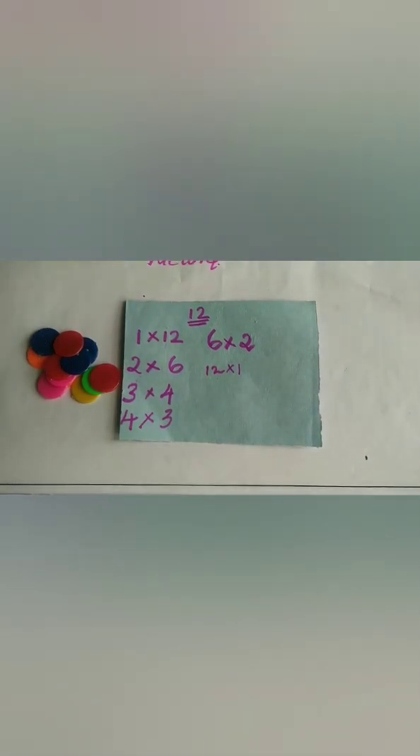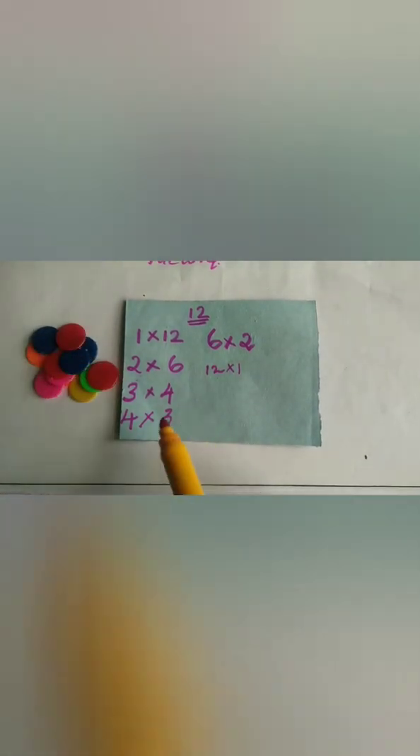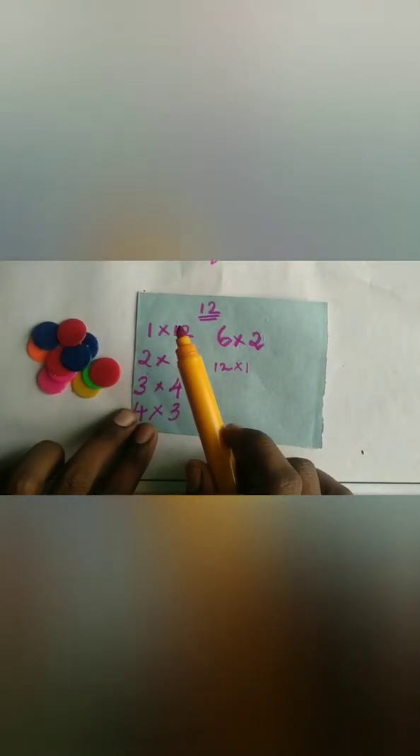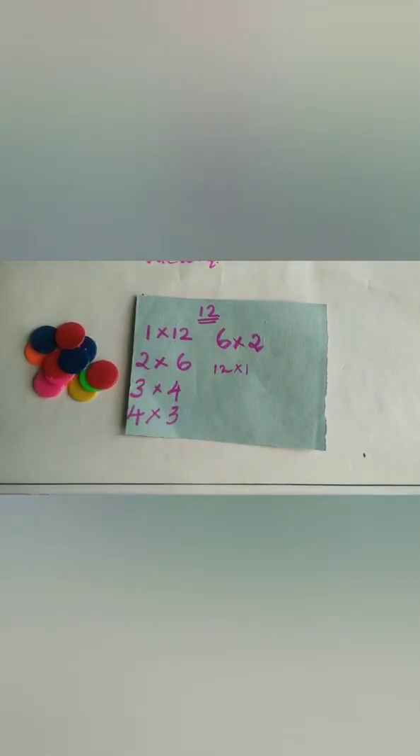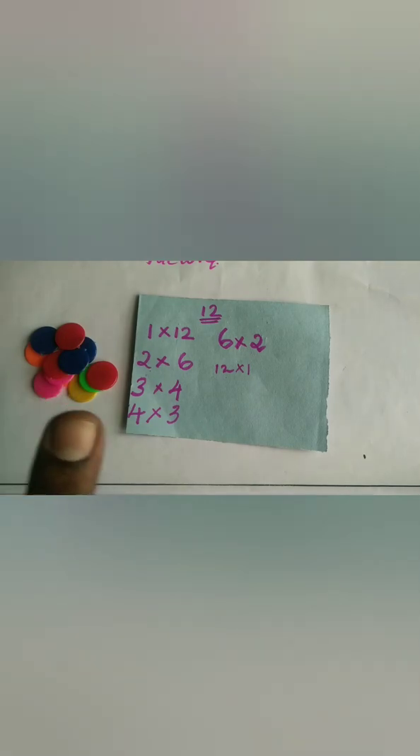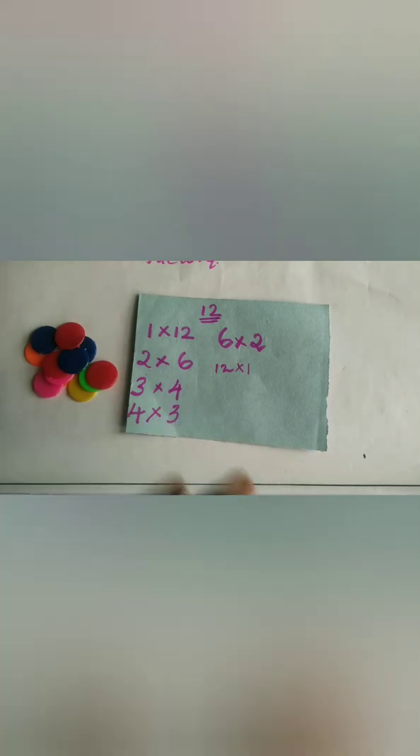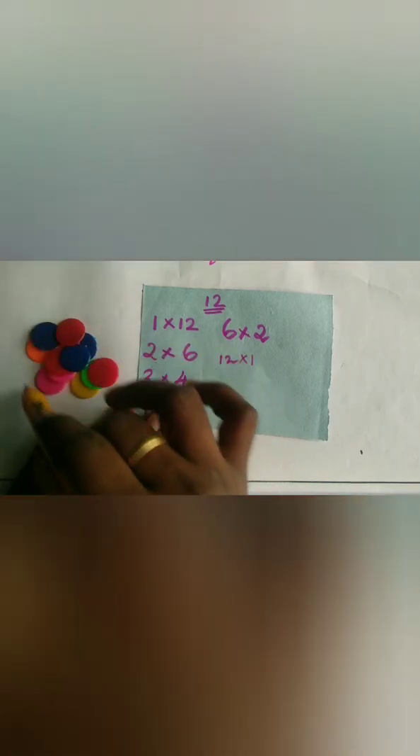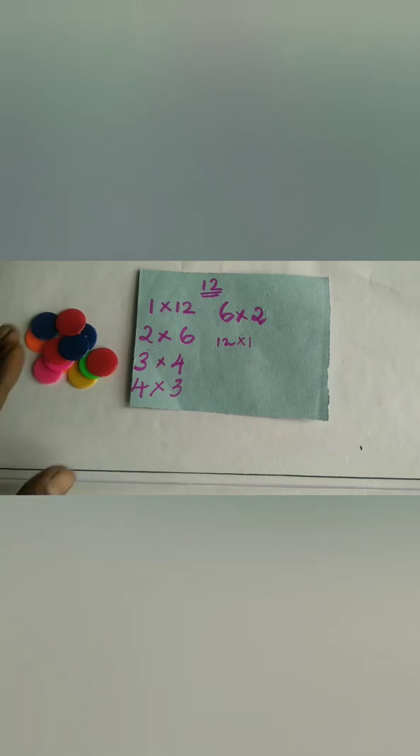Now, using these coins, we will get some numbers. This is called factors. Why can we call them factors? We can arrange 1 row into 12 columns, 2 rows into 6 columns, 3 rows into 4. Without leaving any remainder, we are able to split these 12 coins equally. Then we can say it is a factor. So from this, what can you understand now?